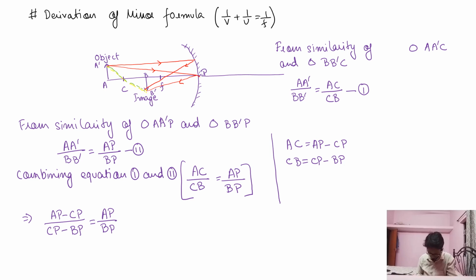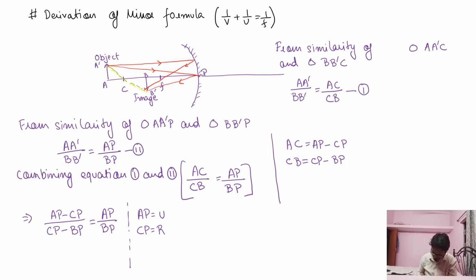Okay. Now check the things out here. What is AP? AP is nothing but the distance of the object from the pole, or AP is equal to U. What is CP? CP is nothing but the radius of the mirror. So CP is equal to R. What is BP? BP is nothing but the distance of the image from the pole.